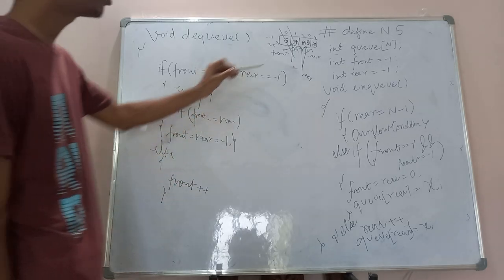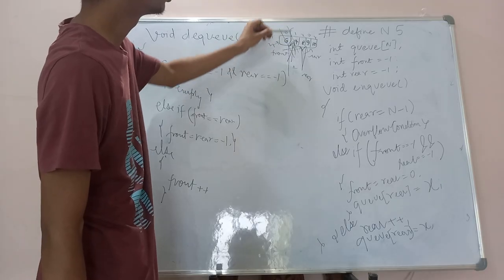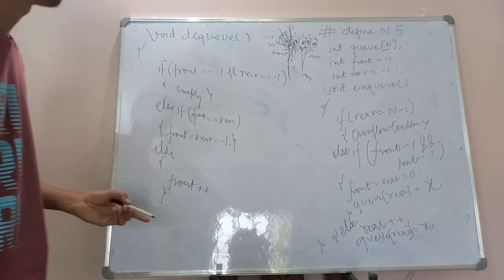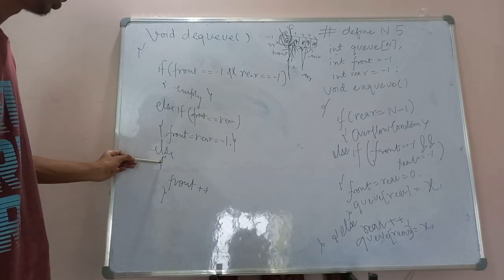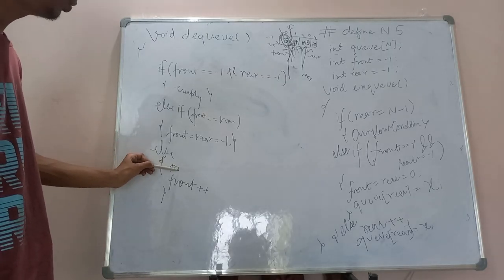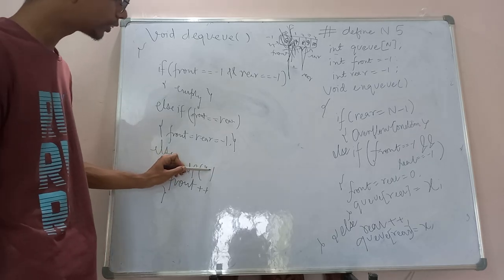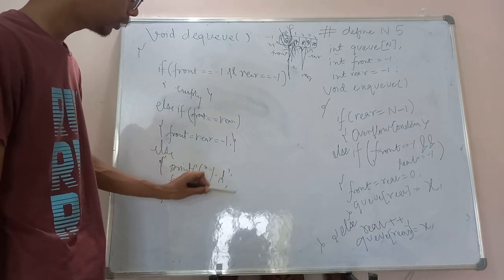So what will happen now? My front will go here. So this element is of no use, right? And the dequeued element I will print with printf. Dequeued element will be %d, right?